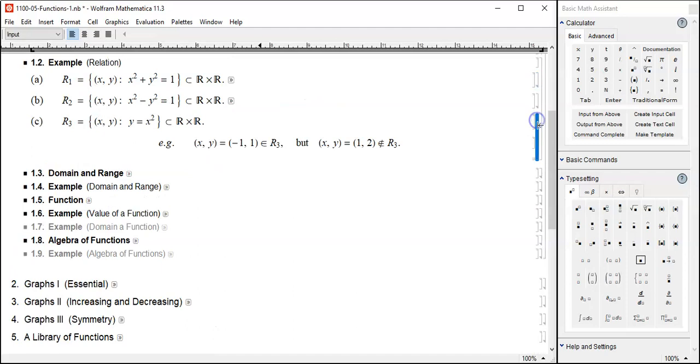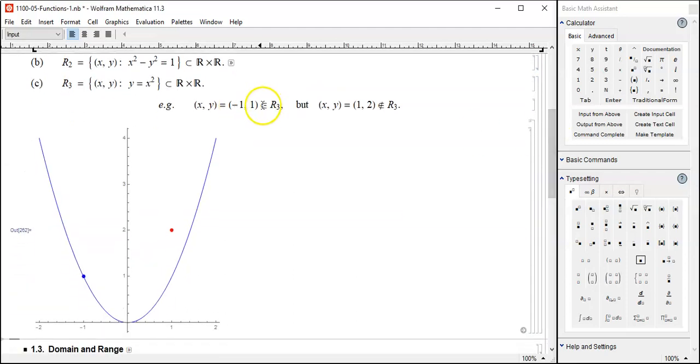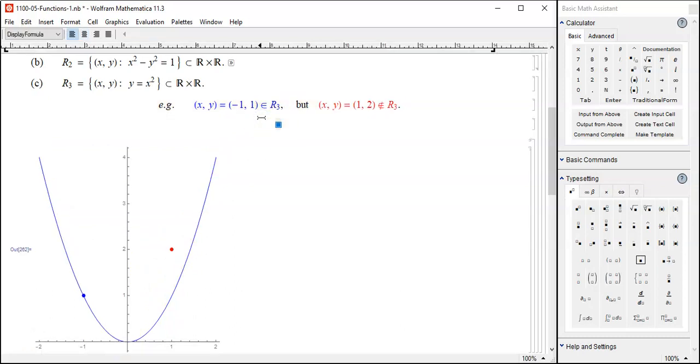Now how about the third example here? Turns out it's a parabola, and x comma y is 1 comma negative 1. That corresponds to this point here, and x comma y is 1 comma 2. That corresponds to this point here. So what can you say about this? X value negative 1 is related to y value 1. Can you say this?